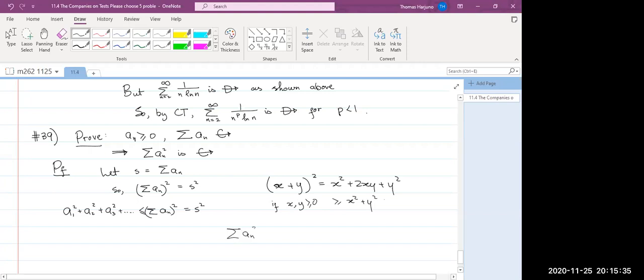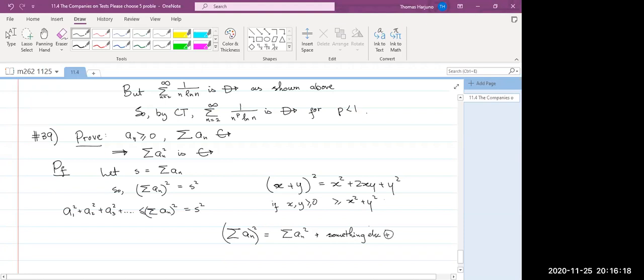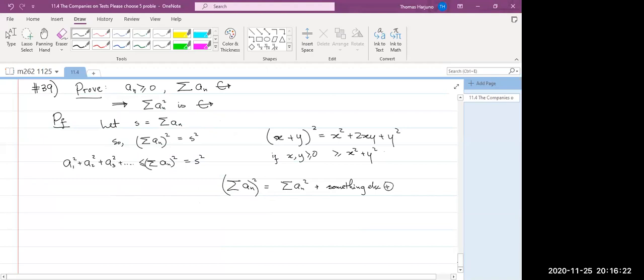The square of the summation of a sub n consists of a sub 1 squared plus a sub 2 squared all the way, but plus something else. Some visualization is actually needed here. This equals the sum of a sub n squared plus something else. And that something else is positive because all the terms a sub n are positive. Okay, so basically we can say the square of the sum is greater than or equal to the sum of the squares.